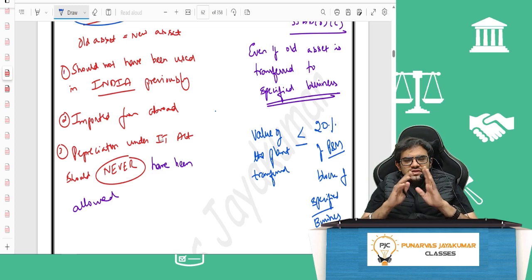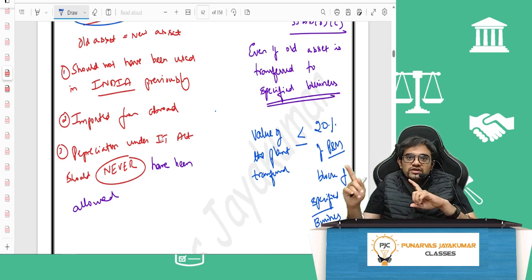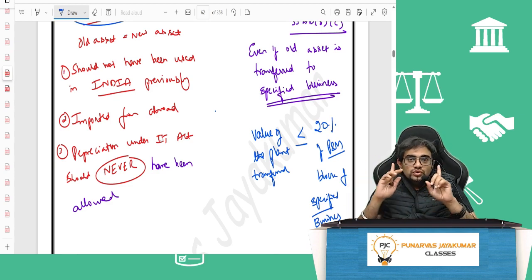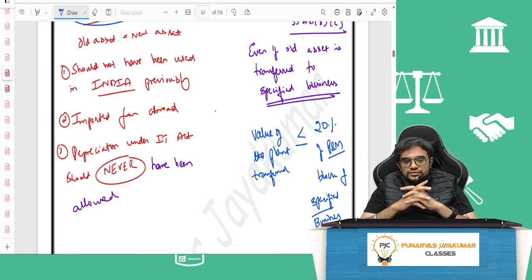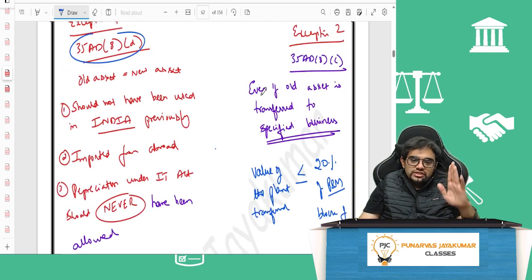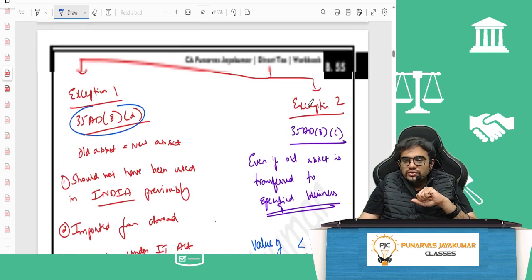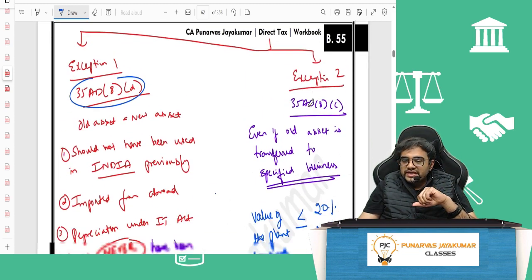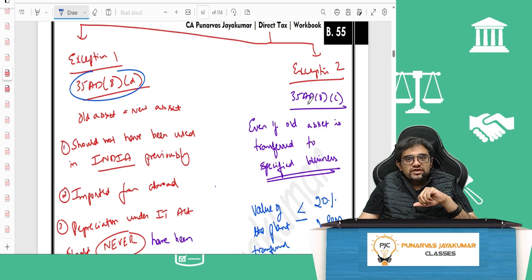Guys, one difference between this and additional depreciation under section 32(1)(iia). In additional depreciation, you will not get additional depreciation even if the machinery is imported from abroad. Even if it's a used machinery from abroad, never used in India, still you will not get deduction. But in this particular section, you will get deduction if it was previously used abroad but imported into India.